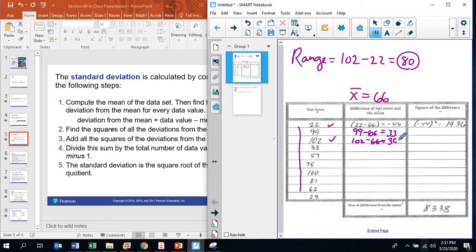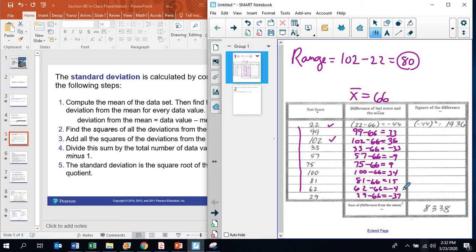There's nothing wrong with using your calculator for this. 33 minus 66 is a negative 33. All right, 57 minus 66 is a negative 9. Continuing, 75 minus 66 is a positive 9. 100 minus 66 is positive 34. 81 minus 66 is a positive 15. 62 minus 66 is a negative 4. And 29 minus 66 is a negative 37.